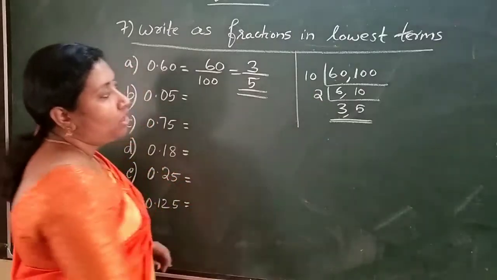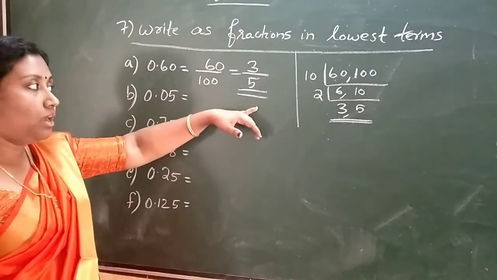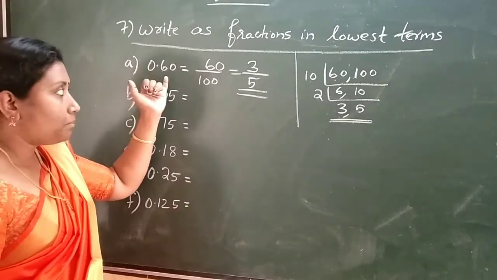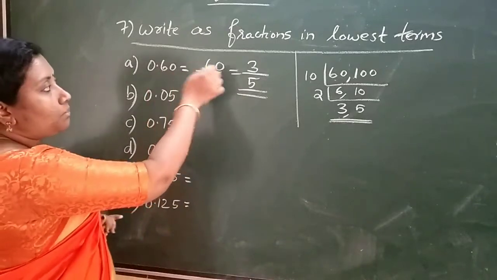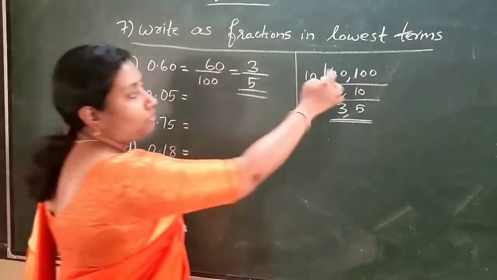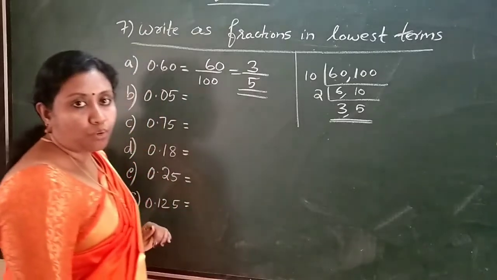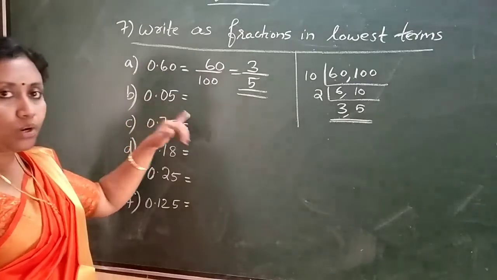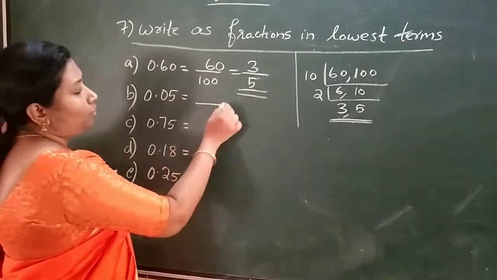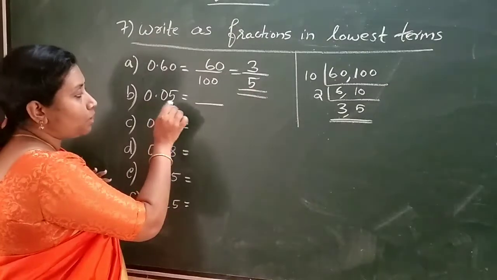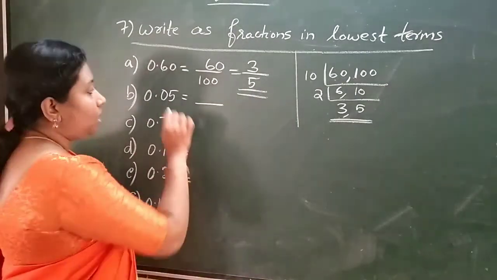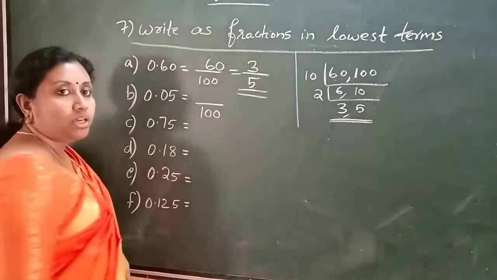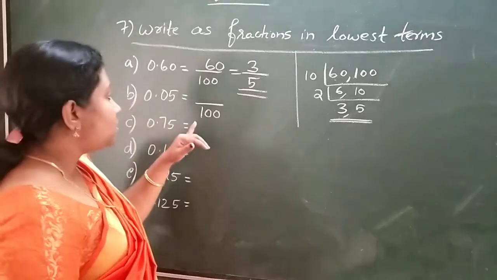This is the easy way of finding the simplest form of a fraction. First, given the decimal number, you convert it into a fractional number, then you convert it into the lowest form. Then what is the next question? 0.05. After the decimal point, how many digits are there? 1, 2. 2 digits. So the denominator here is also 100.